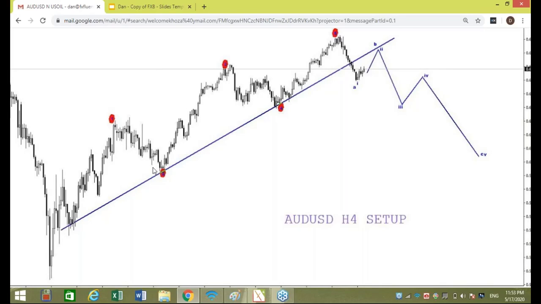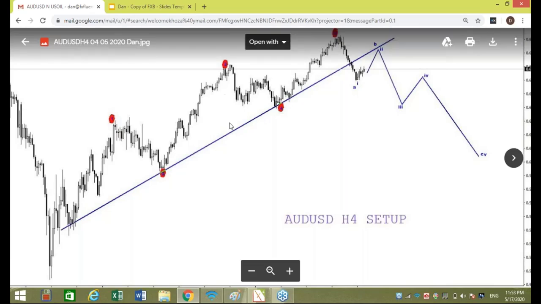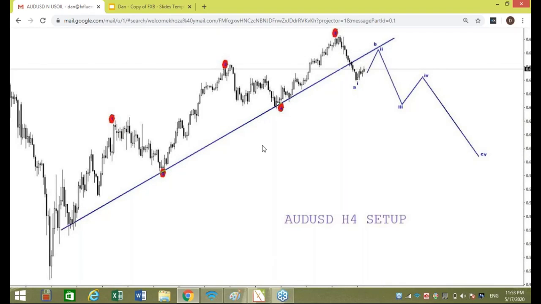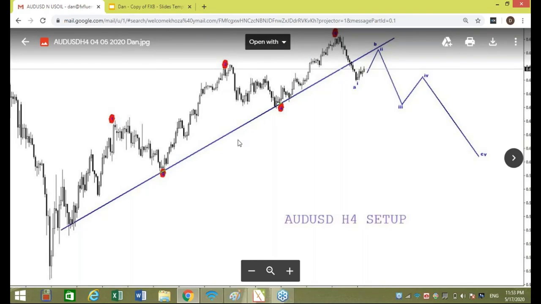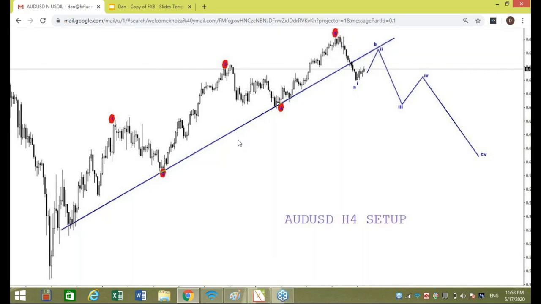Now, if we look at wave 3, which we can see from point 2 to point 3, it must be the case that wave 3 cannot be the shortest of the impulse waves. And so across all 5 of these waves, we see that it is definitely not the case that wave 3 is the shortest of the impulse waves. In fact, it looks like wave 3 is the longest of the impulse waves in this case.